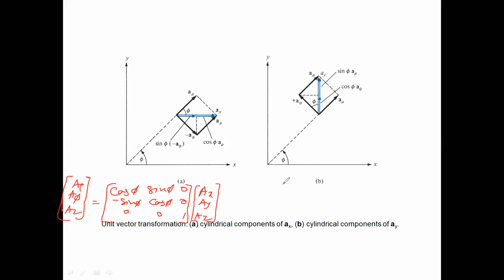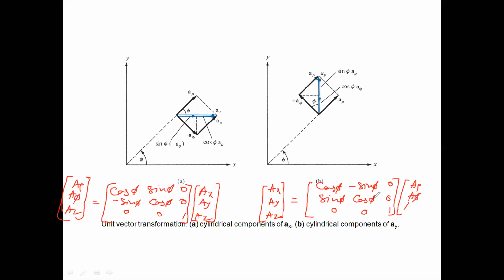Similarly, we can write for the other coordinates in an alternate manner: ax, ay, az on the left hand side, equal to, on the right hand side, cos phi, minus sin phi, 0; sin phi, cos phi, 0; 0, 0, 1, and the unit vectors a rho, a phi, az. We will get this in the form of a matrix representation.